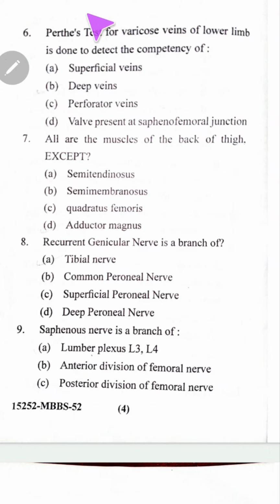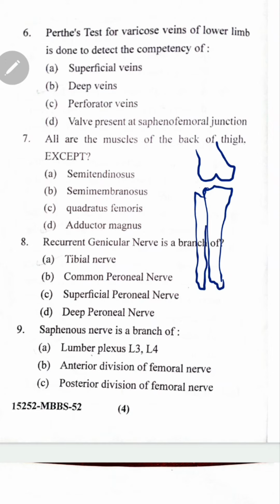Now what they have asked is about the recurrent genicular nerve, which is a branch of... So remember, you have the femur, this is the tibia, and you have the fibula. The common peroneal nerve descends down along the neck of the fibula, and it terminally divides under the cover of peroneus longus into two terminal divisions, the deep and the superficial peroneal nerve.